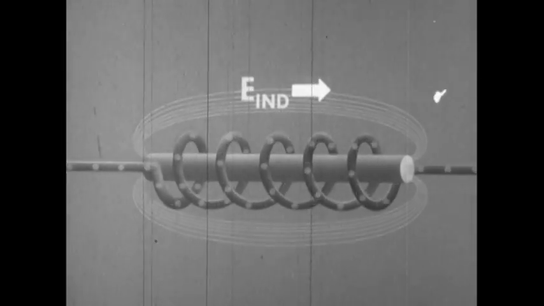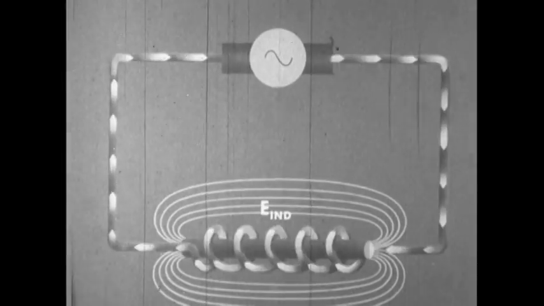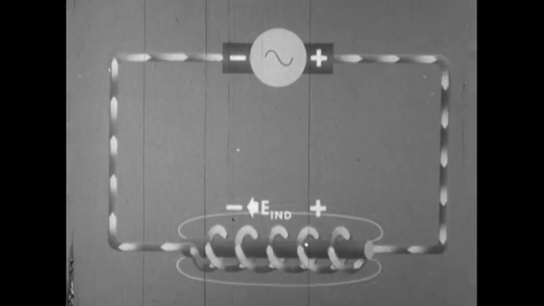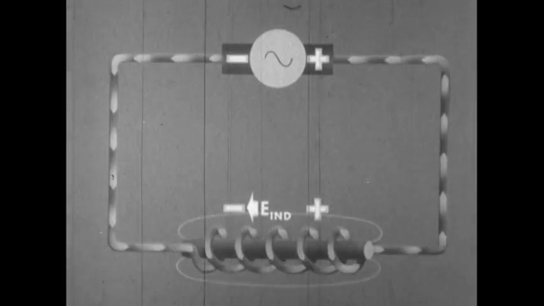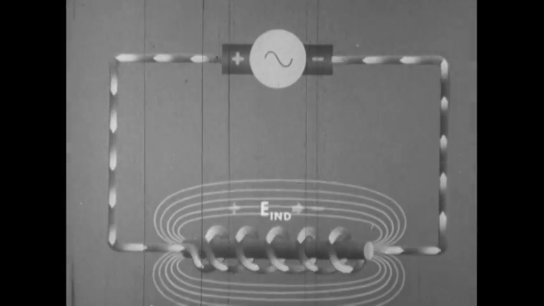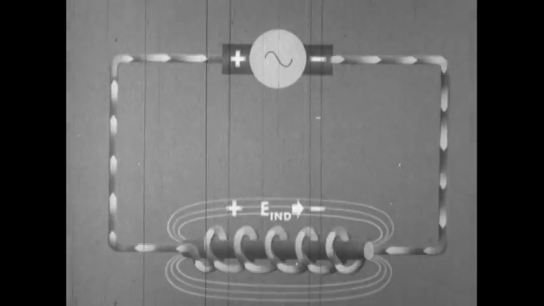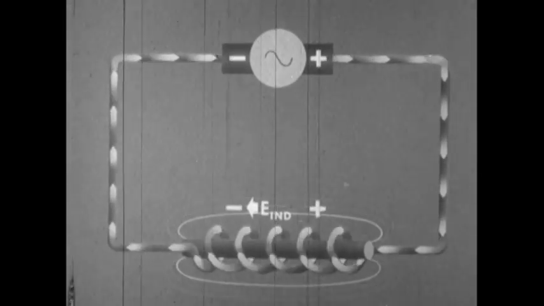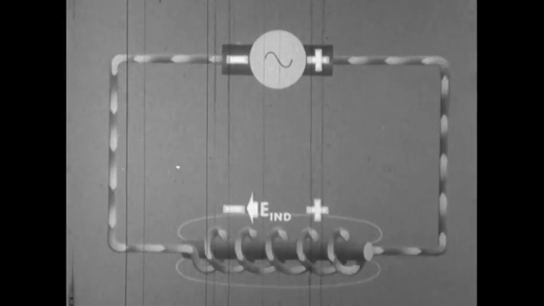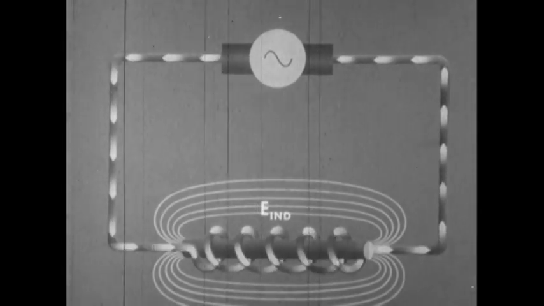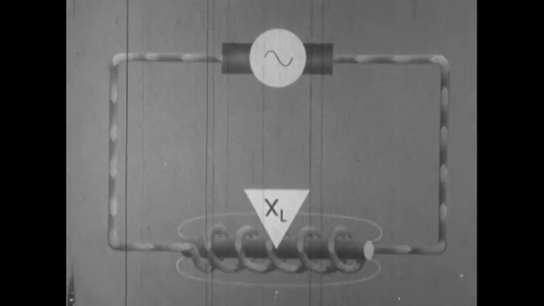When inductance is placed in an AC circuit, the polarity of the induced EMF is always opposite to that of the applied voltage. Therefore, it also opposes current flow. This opposition is called inductive reactance, or X sub L, and is expressed in ohms.